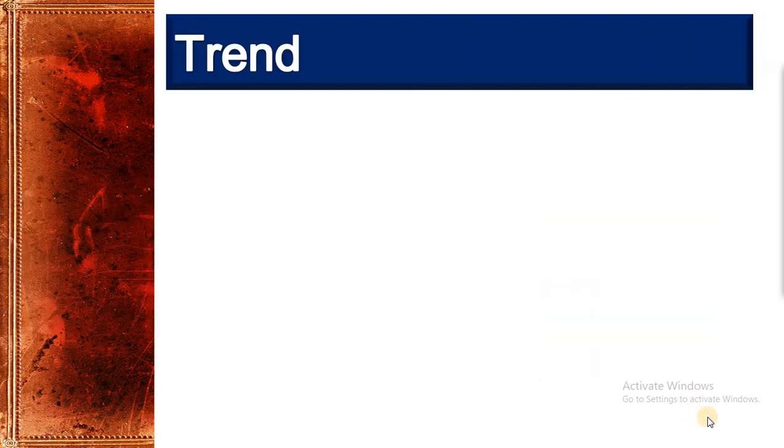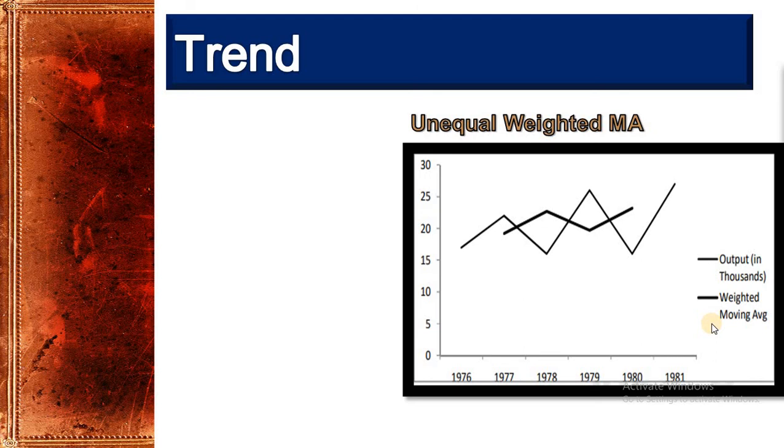So the trend of the simple moving average and the unequal weighted moving average method. Let us see both trends. First, let us see the unequal weighted moving average method trend. Here the first value is 19.166. This curve relates to the old data set, and this thin curve relates to the weighted moving average. Here we have much filtered, much smoothed data. We have much smoothed the given data using the unequal weighted moving average method.